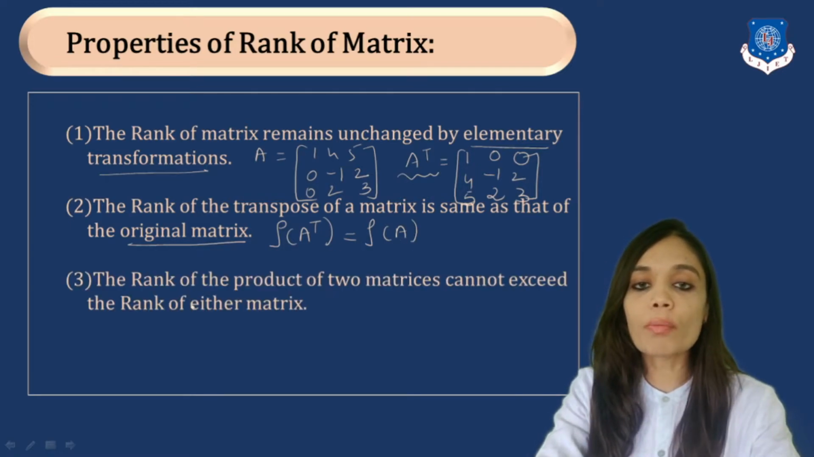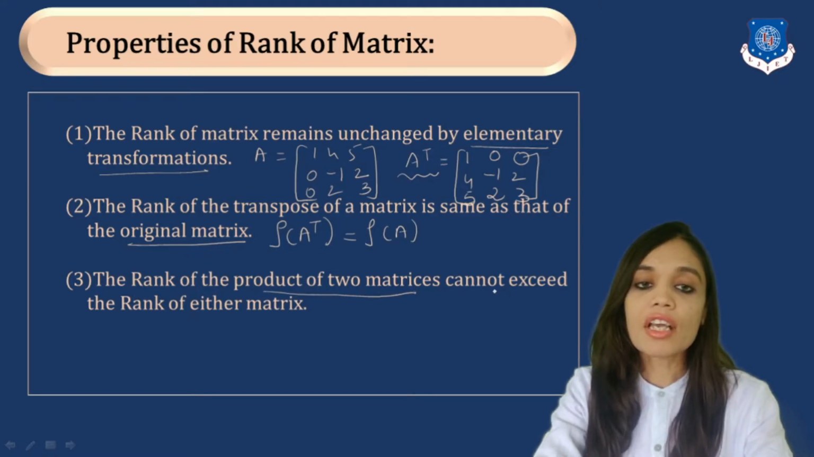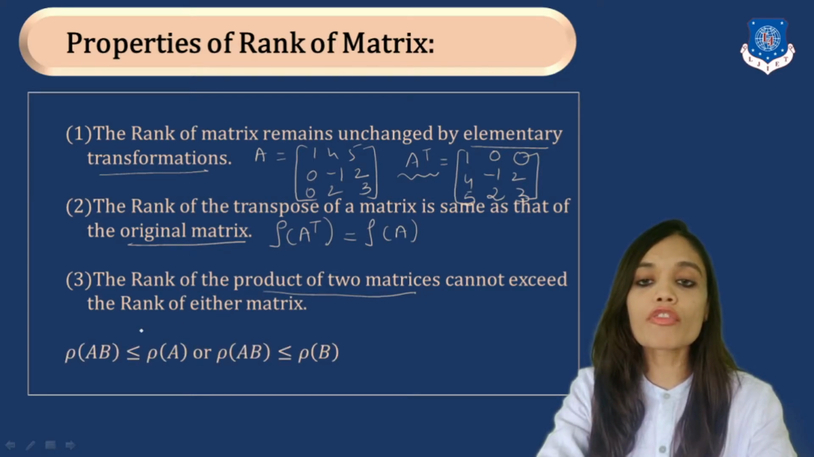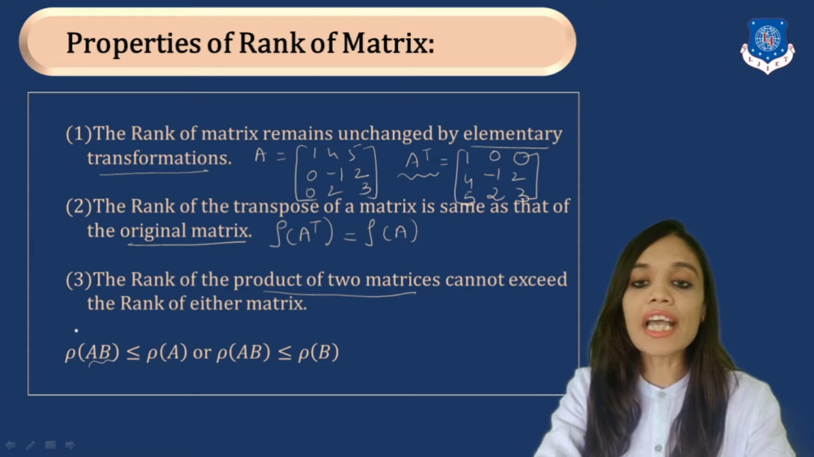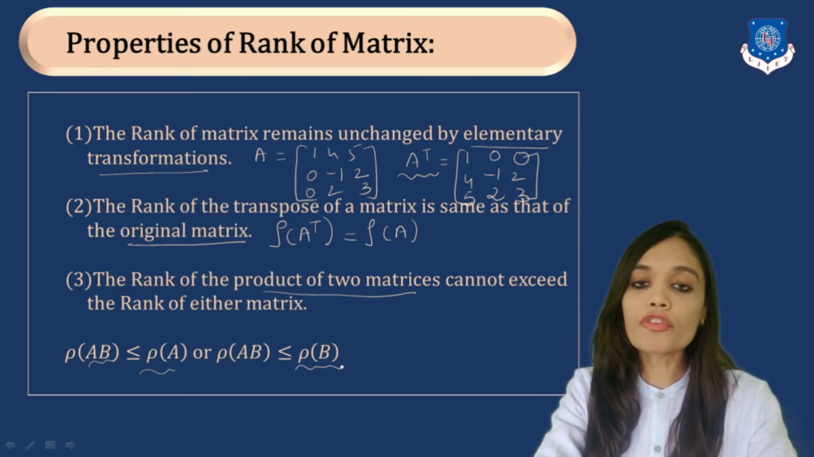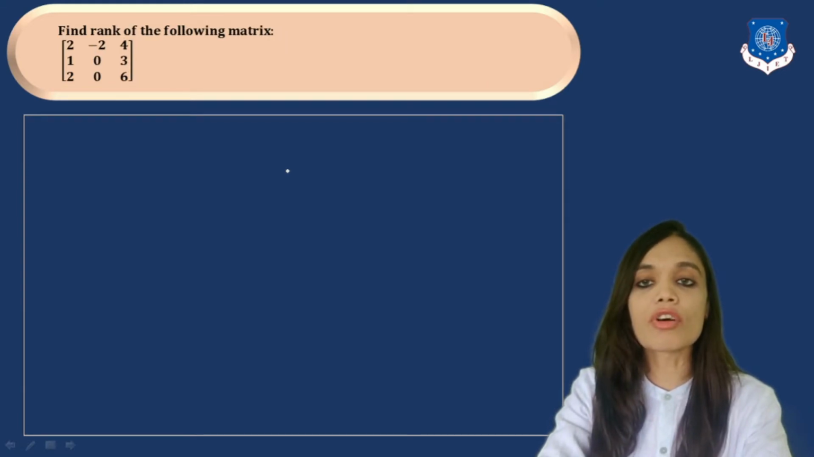Now, the last property is that the rank of the product of two matrices cannot exceed the rank of either matrix. That is, if we take the product of two matrices AB, then its rank will be less than or equal to the rank of A, or less than or equal to the rank of B. Okay. Now let us solve a few examples based on this.